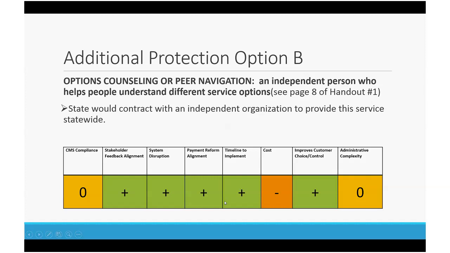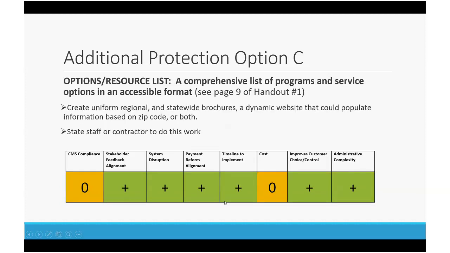In options counseling, it doesn't necessarily specify who the person is that's providing this information around a person's options for receiving services. But it would be an independent person who does not work for a particular provider organization. So again, we would like to hear what you think about options counseling or peer navigation as one of the additional protections.